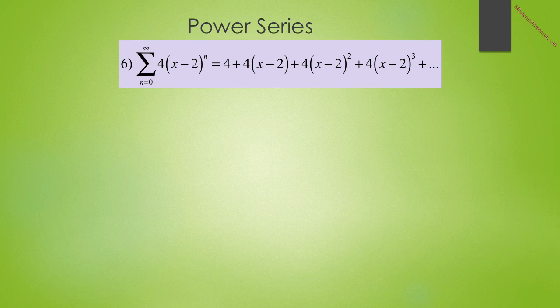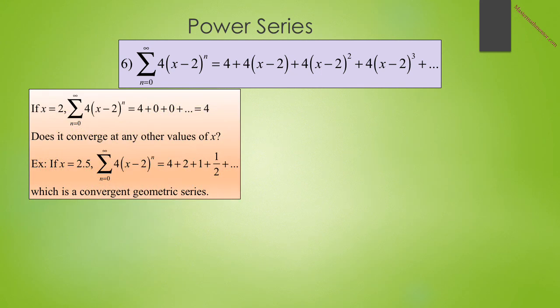Number 6 reads, summation n equals 0 to infinity of 4 times quantity x minus 2 raised to the nth power. When expanded, this is 4 plus 4 times quantity x minus 2 plus 4 times quantity x minus 2 squared plus 4 times quantity x minus 2 cubed plus dot dot dot.